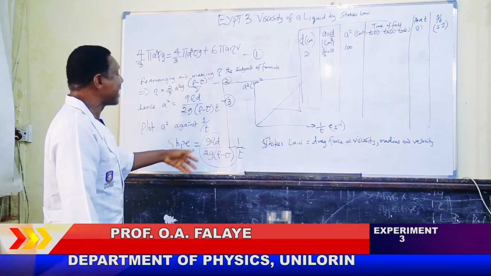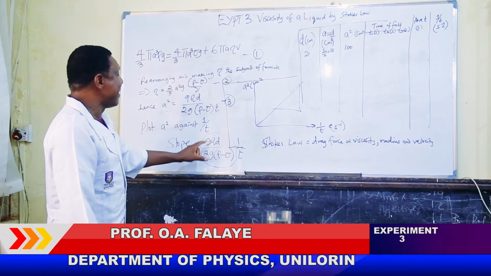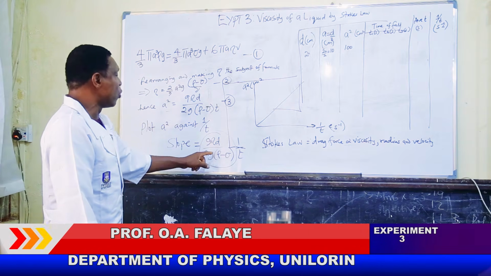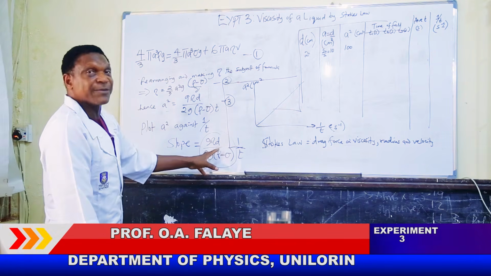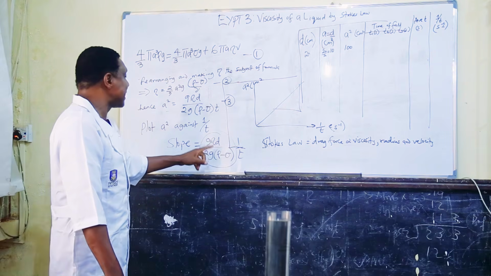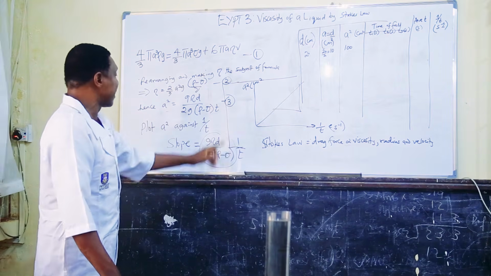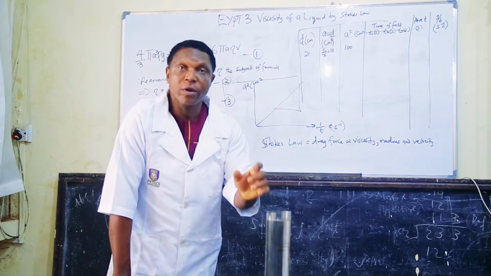And so if you do that and you plot your graph, you are expected to now have a slope given by 9 eta v all over 2g(rho minus sigma). All of this has been given to you. If you make eta the subject of the formula, since you would have calculated your slope from the graph, you can easily find the viscosity of the unknown fluid.